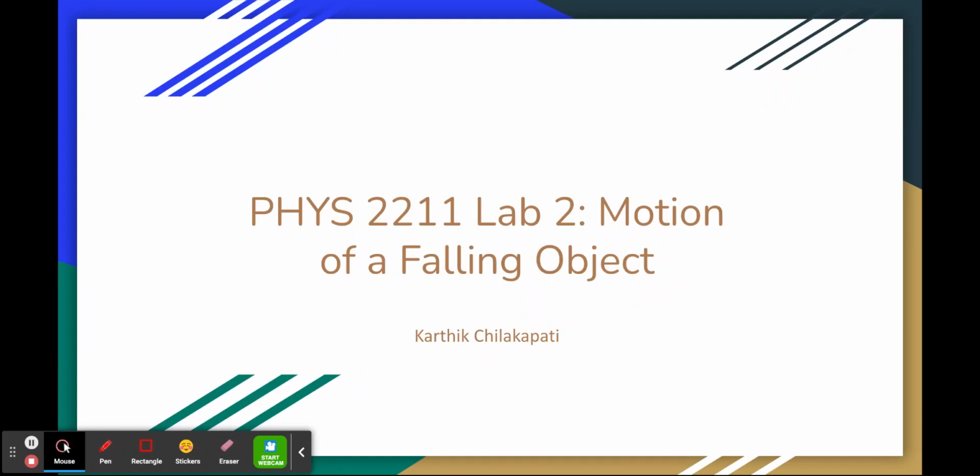Hey, this is Physics 2211, Lab number 2, Motion of a Falling Object by Karthik Chilkapati.